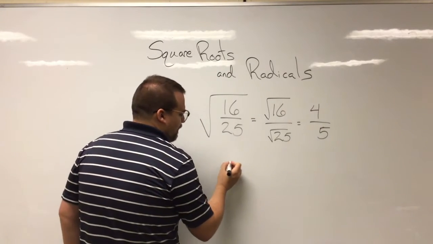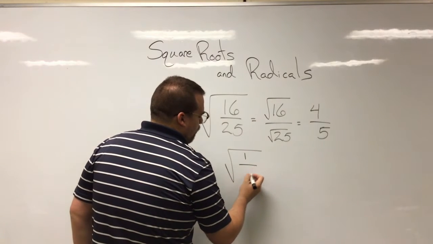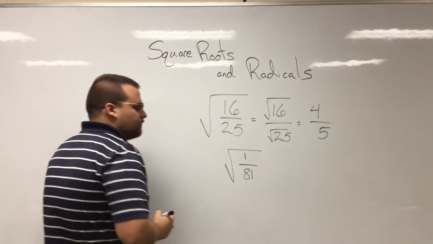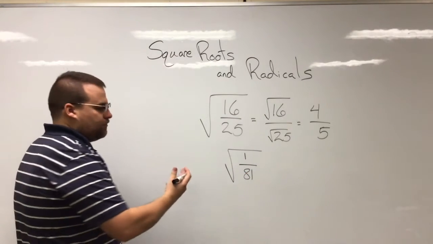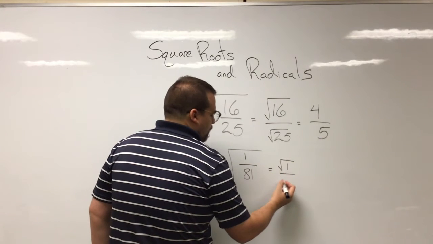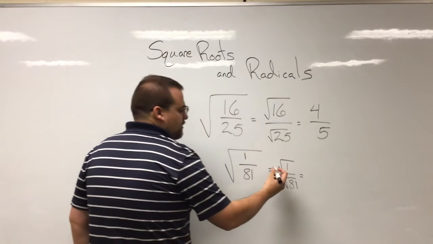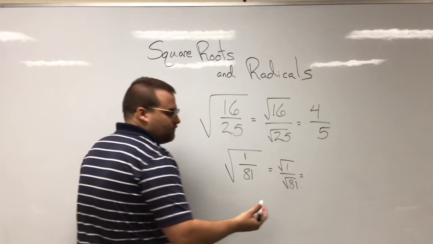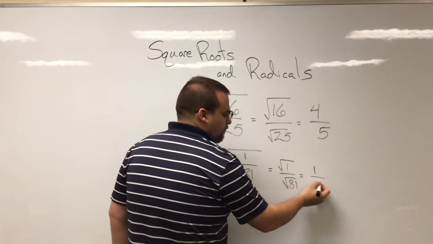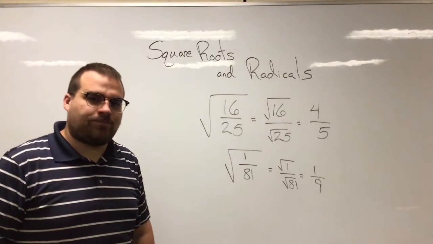Let's do one more fraction problem. Let's say we have the square root of 1 over 81. So we know that this would actually be written as the square root of 1 over the square root of 81, and we can simplify. What's the square root of 1? That's 1. And what's the square root of 81? 9. So 1 over 9 would be our answer.